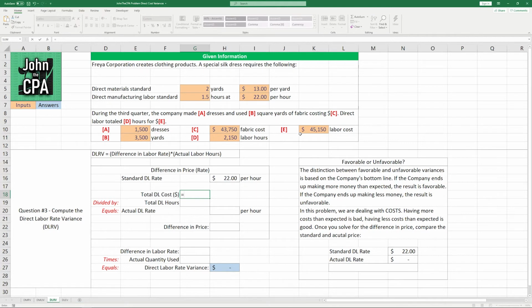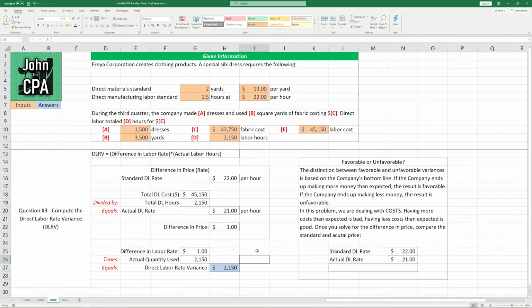The total direct labor cost is going to be $45,150, and the total hours is going to be 2,150. Take the cost divided by the hours, we get a cost per hour of $21. The difference there being the difference between $22 and $21, difference in rate is $1. And we're going to take that and quantify this variance, because remember, the variance isn't $1, it's $1 times the amount of hours that were incurred on the job. In this case, that's going to be the 2,150 hours. So we have a direct labor rate variance of 2,150.